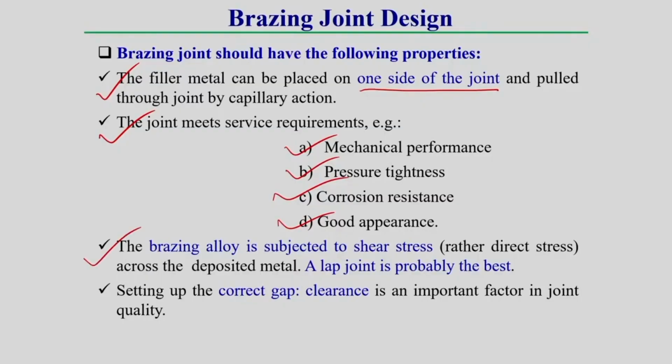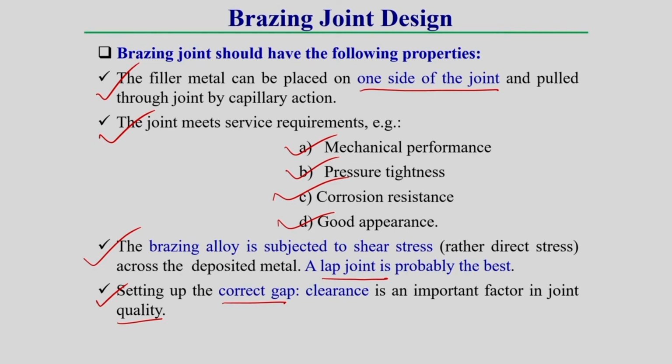Another thing you should keep in mind is that brazing alloy is generally subjected to shear force. In most cases a brazing joint is subjected to shear loading rather than direct stress. That is why it is better to use a brazing joint in lap joint form. Understand? A lap joint is preferable for brazing. Another important point for brazing joint design is setting up the correct gap. That means clearance is an important factor in joint quality, because if the gap is not correct enough, then capillary action and other things will not occur correctly. Understand?